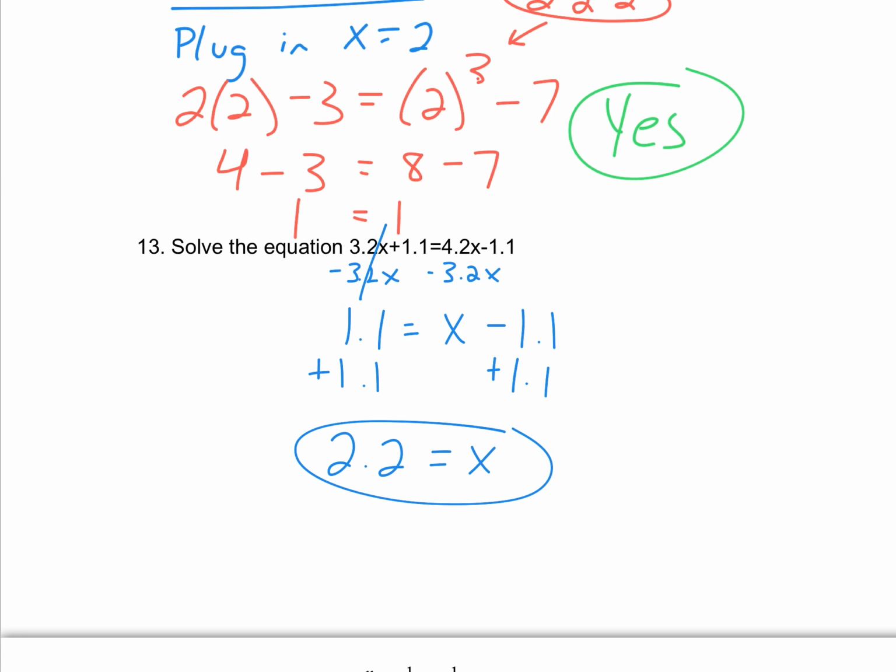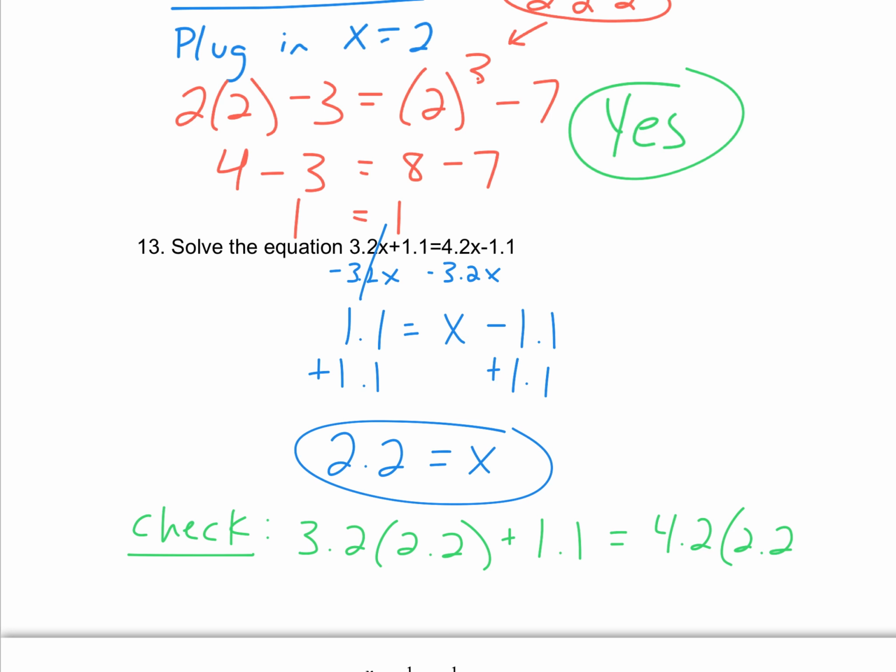Remember, if you're unsure about something like this, especially if it's a decimal, we'll go back to what we just did in method 1. Plug it in, see if this works out when I plug in 2.2. When I plug this into a calculator, I get 8.14 on the left, and I get 8.14 on the right, so that means I know that's a working solution. So you can always go back and check these equations.